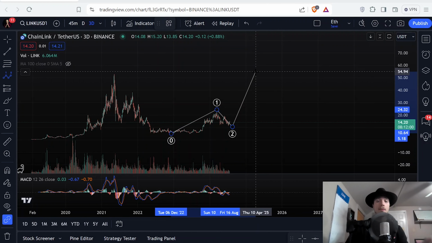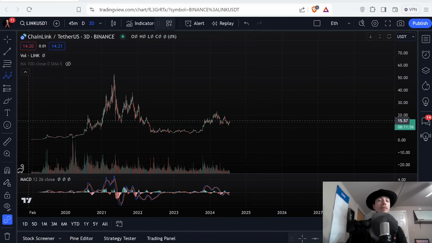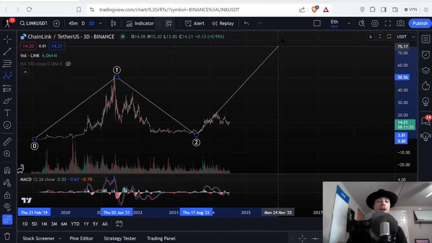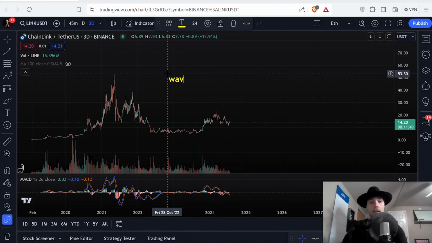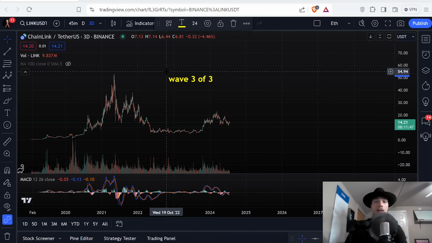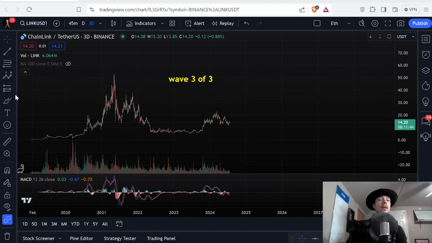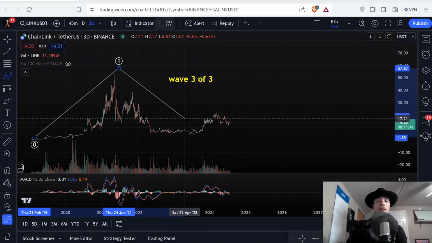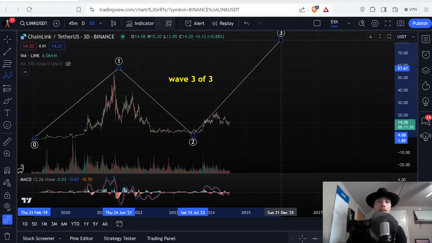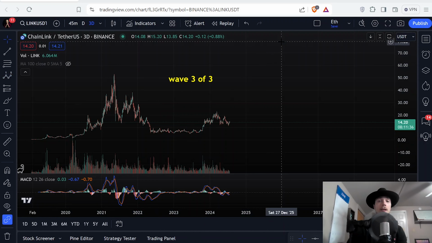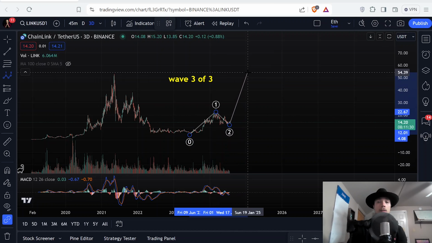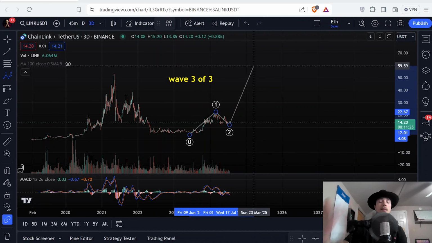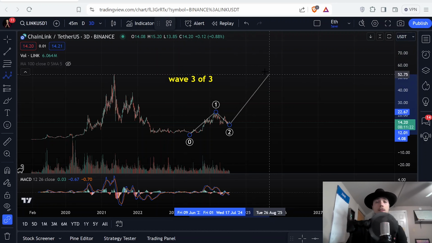Both the wave 3 here on the smaller time frame and the wave 3 up here in the bigger time frame. So we're going to get what's called a wave 3 of 3. In other words, the big picture wave 3, 1, 2, 3, right? So we're having that big picture wave 3, but we're also having wave 3 of 3. So in that big picture wave 3, the subwave 3 is about to happen as well. So that's going to be really fun.